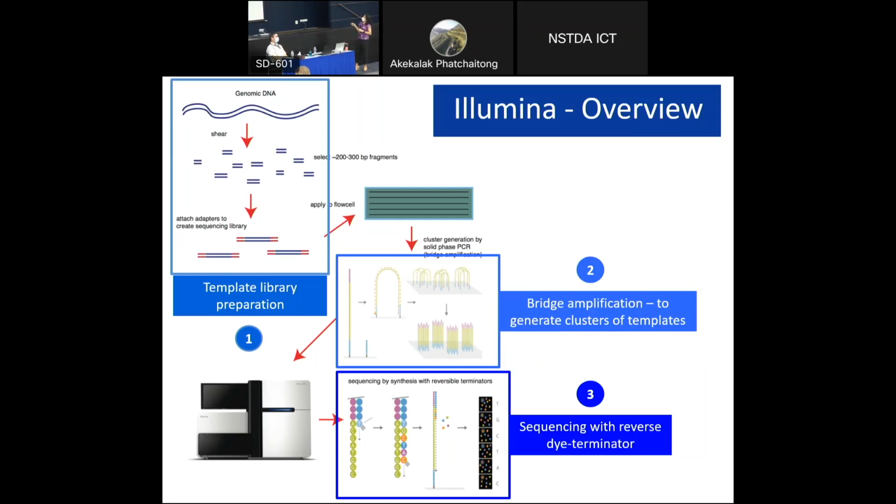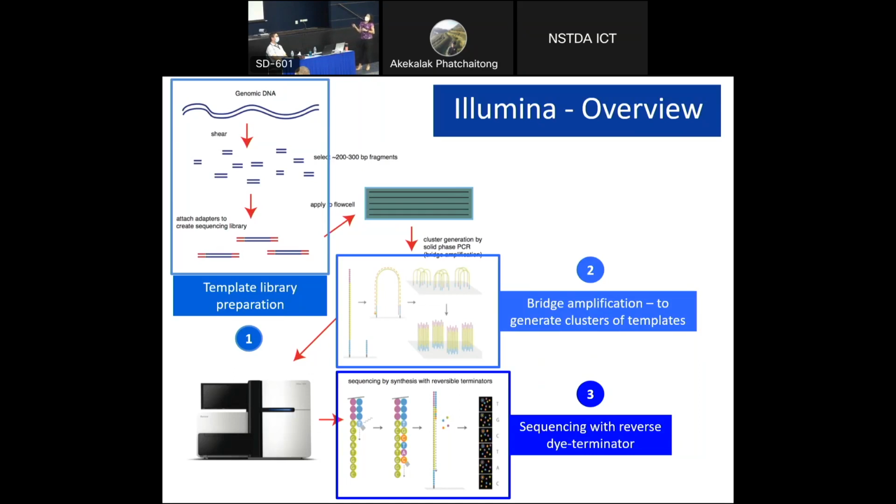For Illumina, they use what's called bridge amplification, which I will show you in a little bit. For Ion Torrent, they use what's called emulsion PCR, where you put the template on a bead and then it gets amplified on the one bead. And for MGI, they use a different technology called the DNA nanoball.